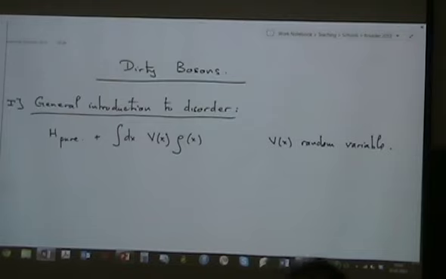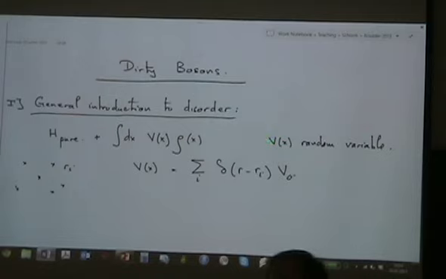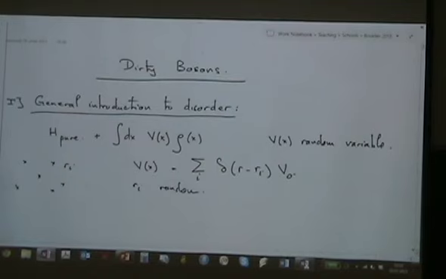Of course, what you want to compute are the physical properties of such systems. For example, if I just say I put impurities at random positions Ri, I can consider that V of x would be the sum over i of delta of r minus Ri, times the amplitude of each impurity potential, V0. This is what people typically call Poissonian disorder. You throw a bunch of impurities on the table, and they get positions which are completely random.